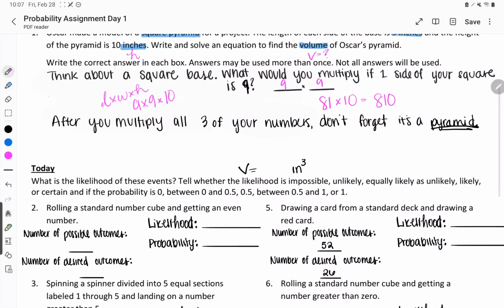And then it says, after you multiply all three of your numbers, don't forget that it's a pyramid. So what do you do when you see the word pyramid? You divide by 3. So we're going to do 810 divided by 3.